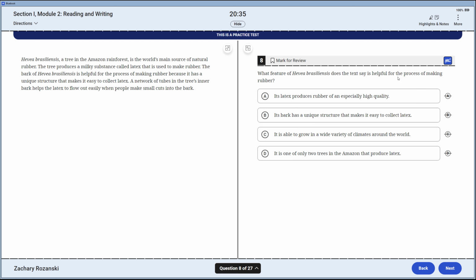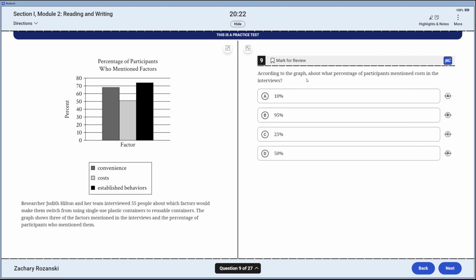How is this helpful for the process of making rubber? Because it has a small and unique structure that makes it easy to collect latex. Too easy. Whoa, this is telling me what to look for.